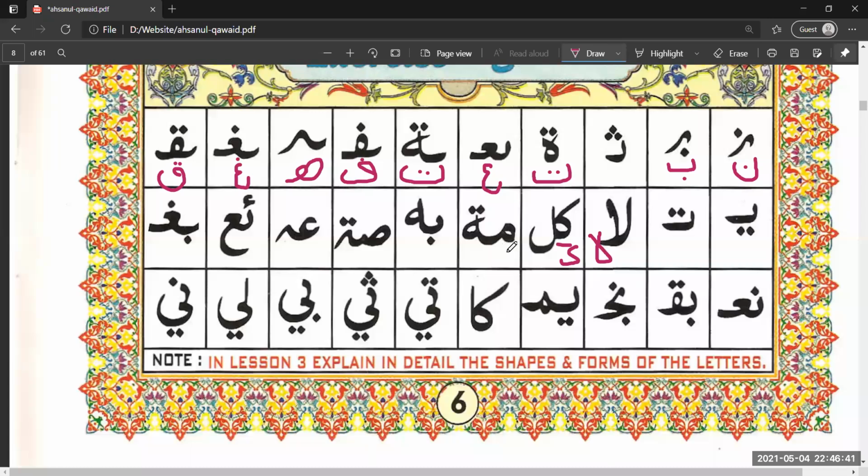Next one, we have our meme that comes first, and then the da. Next one, we have a ba connected to a ha. For this one, we have a sad connected to a ta. And for this, you don't have to worry about reading it just yet. We want to just recognize the letters that are coming here.